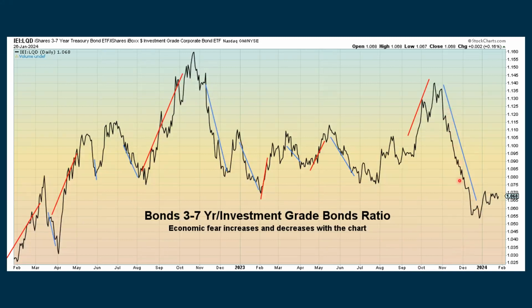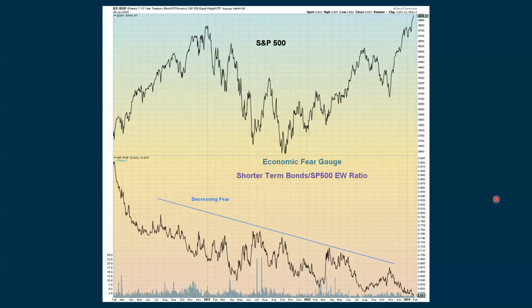Then we look at another fear gauge. This tends to go down when the market is going up. Well, lately we've been chopping more or less sideways, so I haven't been showing this chart as much. This is another fear gauge that we look at. As this is going down, that means that fear is decreasing. And as the market has been going up, we are seeing this ratio continue to go down.